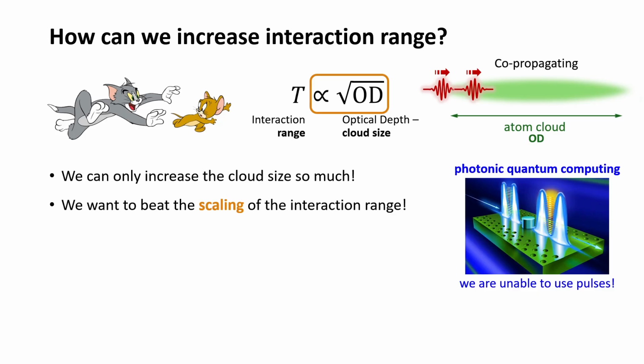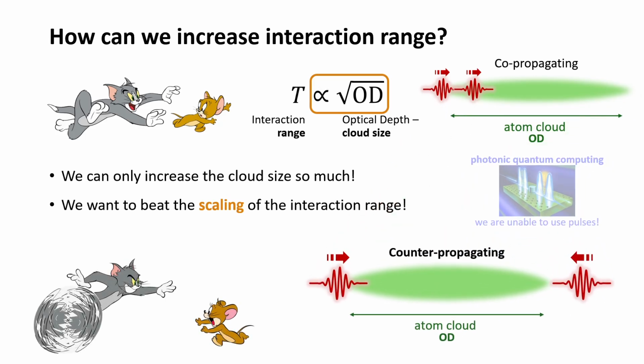Okay, so now it calls for some more dramatic change. And what we do is we send the photons from two opposite sides. So now instead of chasing one another, they go towards each other. And now the interaction range increases. And there's also a very simple intuition for that, because now when the photons go towards each other, we know that they must meet at some point. So the only condition is that they need to meet inside the cloud. So now the interaction range scales linearly with the size of the cloud, which is larger.